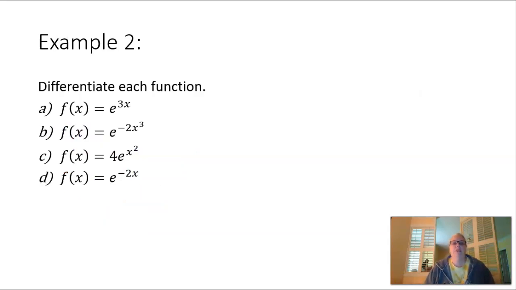Example 2, we're going to differentiate these functions. We're going to find the first derivative. The first one, we're going to find the derivative of e to the 3x power. Remember, the derivative of our exponential function is the exponential function times the derivative of the exponent. Now the derivative of 3x is just 3. So the first derivative will be 3e to the 3x power.